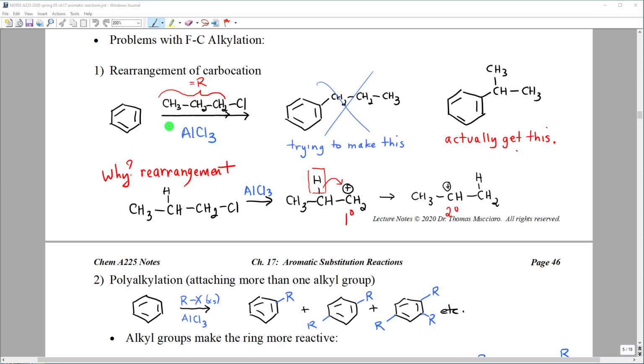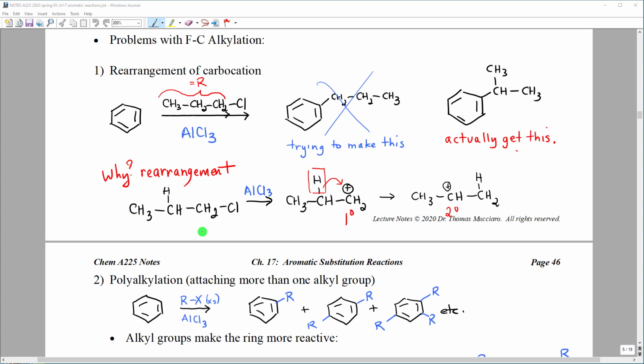If we were to just use n-propyl chloride, so 3 carbons, chlorine attached on the end, and AlCl3, we would not get this product. Instead, we would get this. We would have an isopropyl group attached. Why would that happen? Well, because the carbocation intermediate would rearrange.